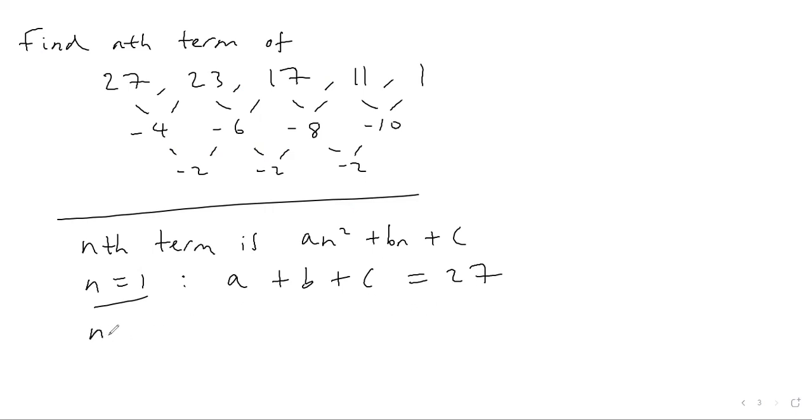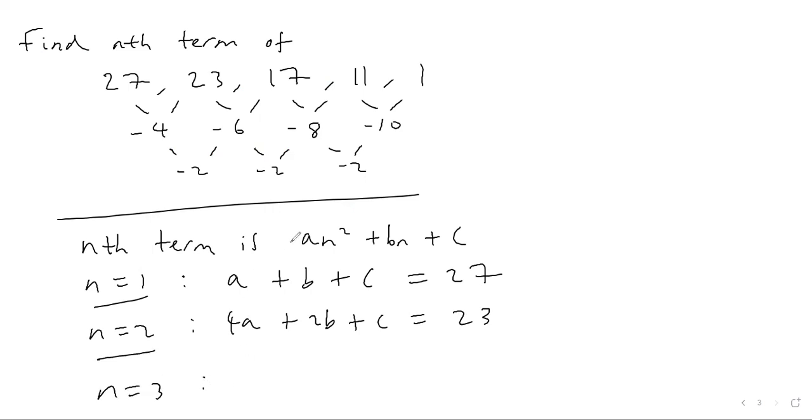Okay, now let's plug in n equals 2. If we do that, we're going to get 2 squared times a, which is 4, so 4a plus 2b, and then plus c at the end, and this is going to be 23. And now let's plug in n equals 3.